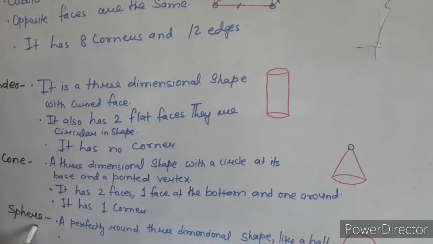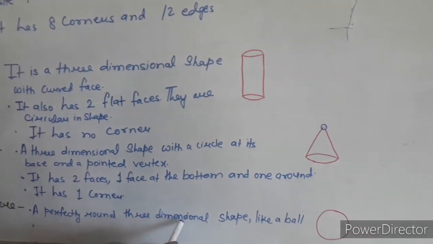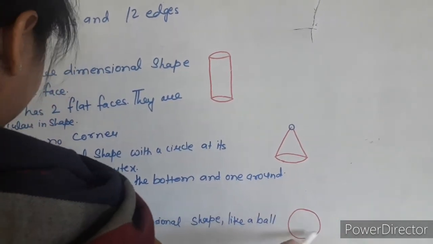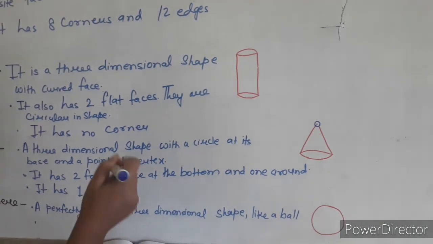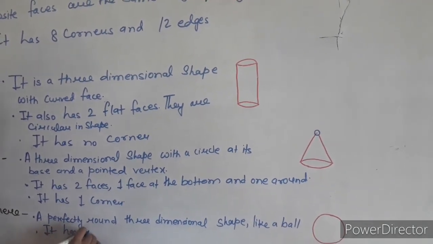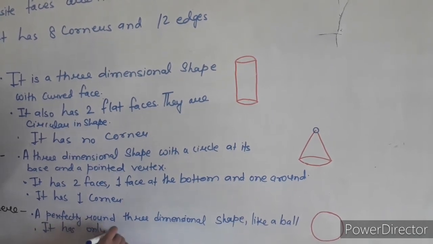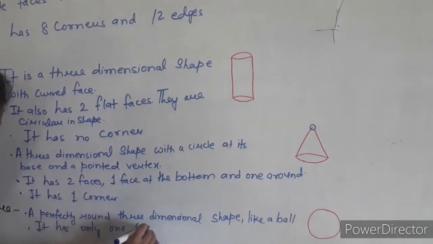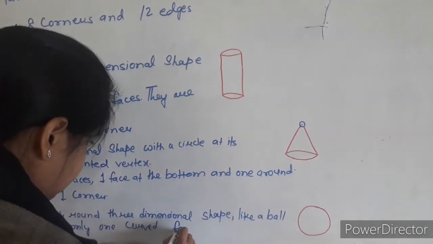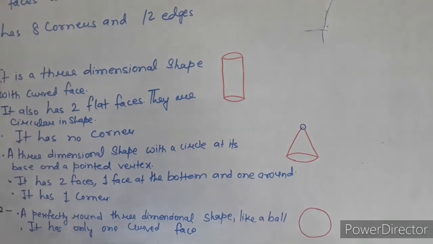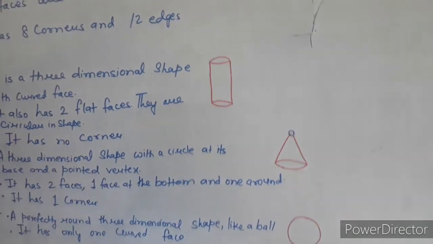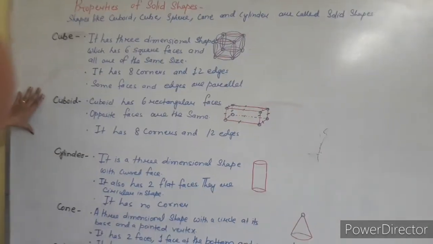Okay, then the next is sphere, a perfectly round 3-dimensional shape like a ball. This is called the sphere. It has only one curved face. So I have explained the properties of solid shapes.